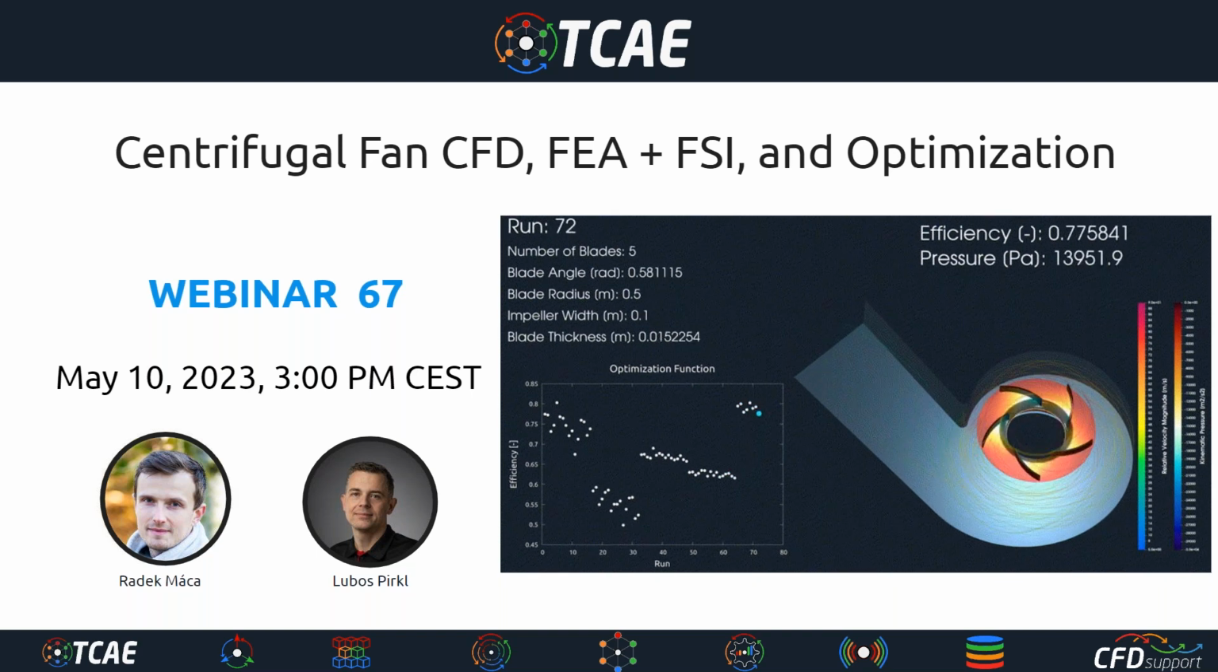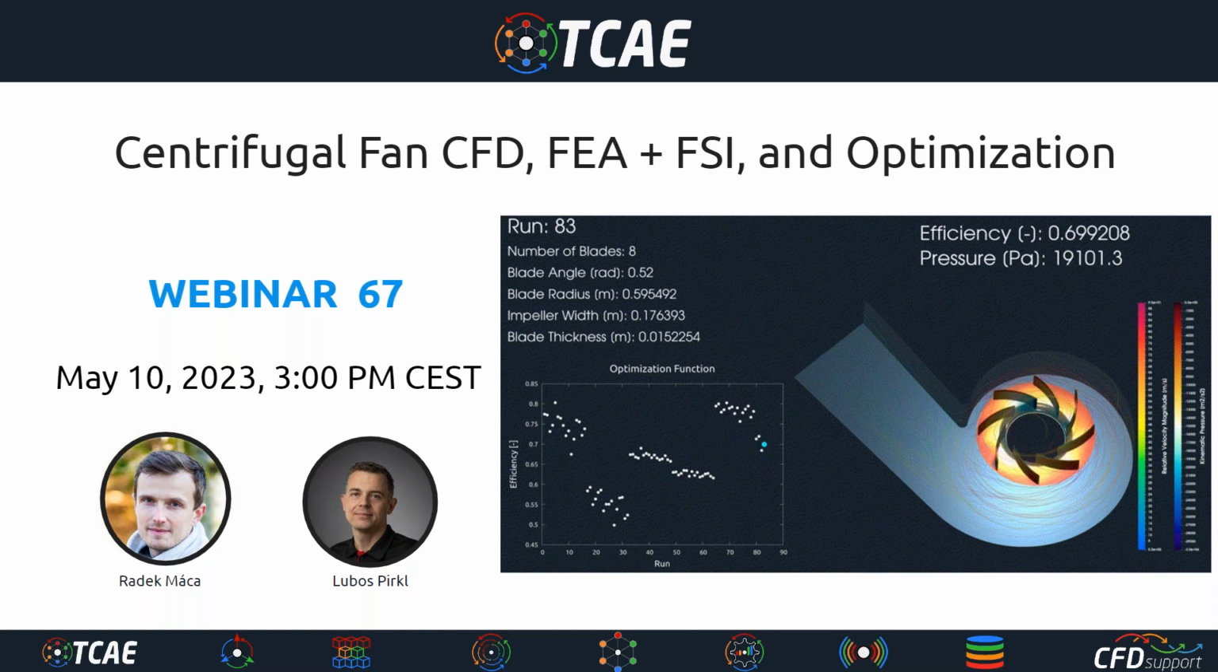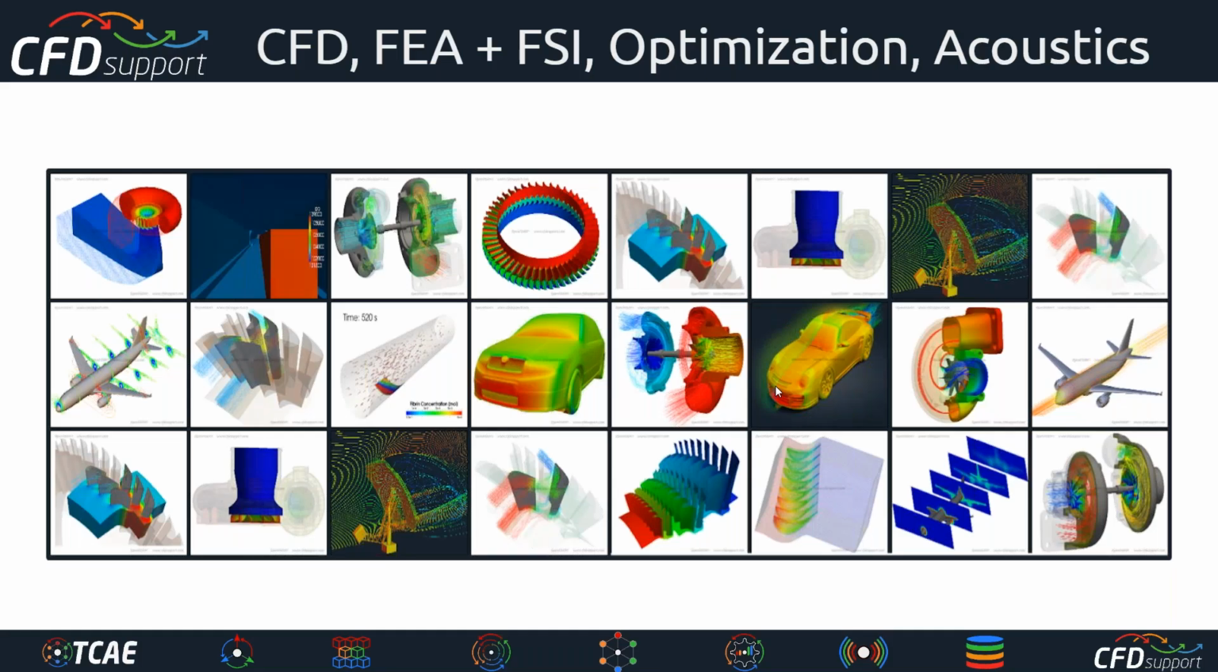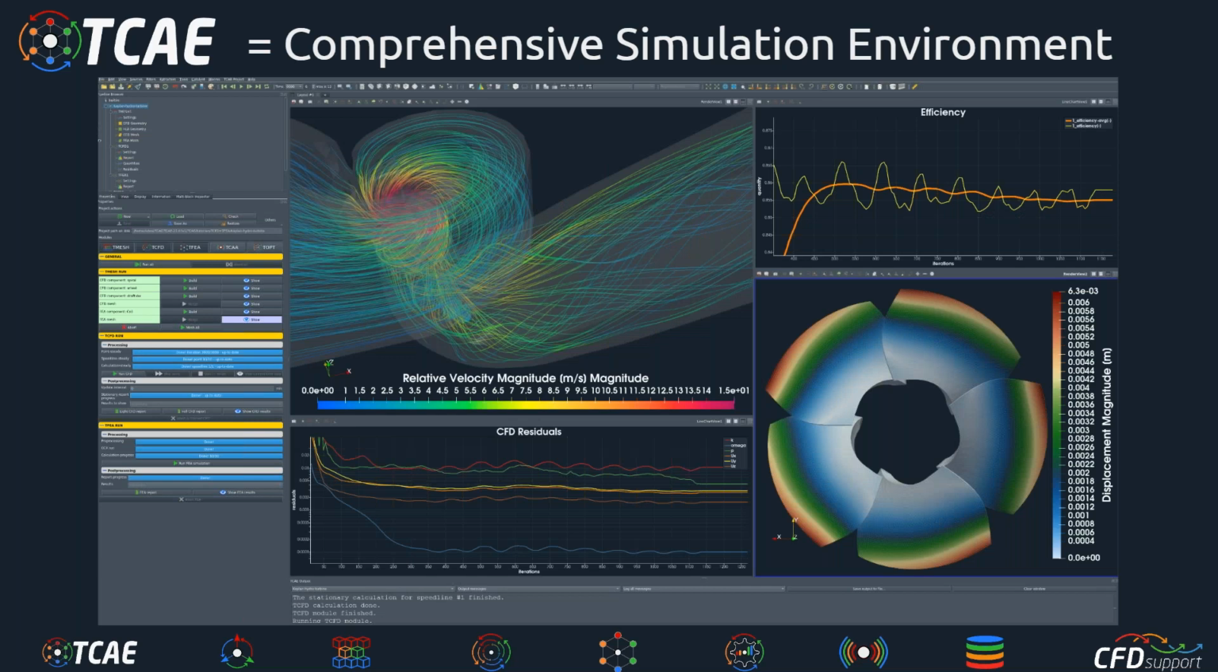So that's for the organization of the webinar, and I think we can go into it. Okay, so let's start. So the necessary introduction. Our company name is CFD Support. We are located in Prague, Czech Republic. The company was founded in 2009 as a startup. And it's been a couple of years. We are doing well, and we are delivering services connected with CFD, FEA, and FSI, and also with optimization and aeroacoustics. Our flagship product is called TCAE.